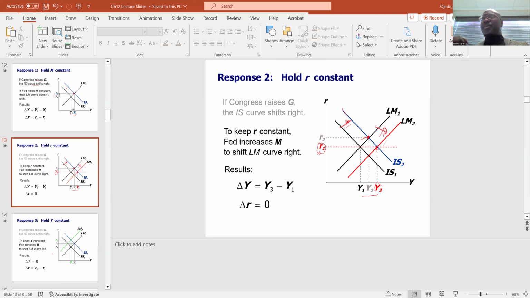So that's a type of policy mix or policy accommodation by the Fed that I'm talking about. Okay. Sometimes Congress might do something which might be in contrast to what the Fed wants.